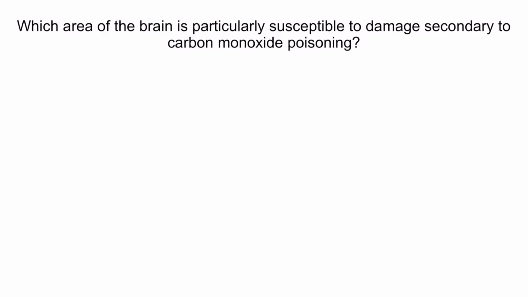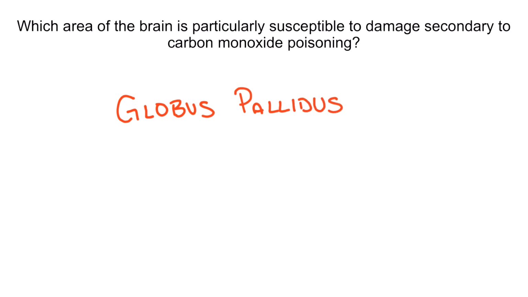Which area of the brain is particularly susceptible to damage secondary to carbon monoxide poisoning? Okay, considering the information discussed on prior slides, carbon monoxide exerts its damaging effects by leading to tissue hypoxia. So, in answer to this question, one should consider areas of the brain that are particularly susceptible to hypoxic injury. One such area is the globus pallidus, which is part of the basal ganglia, and it sits lateral to the thalamus and it's inferior to the internal capsule.